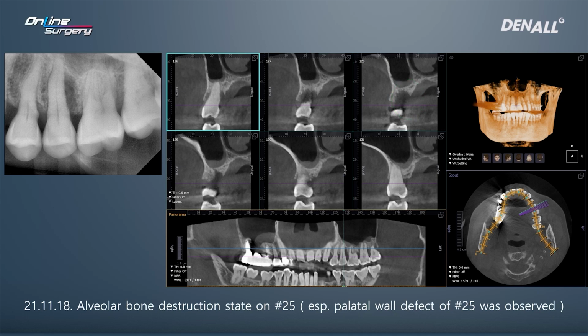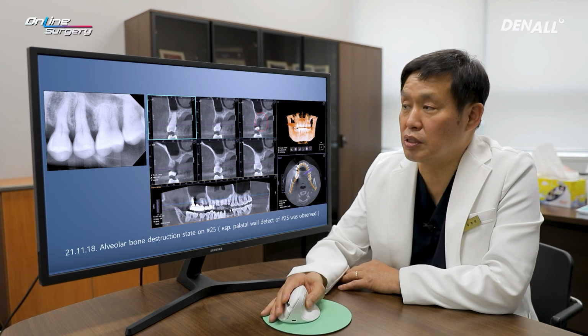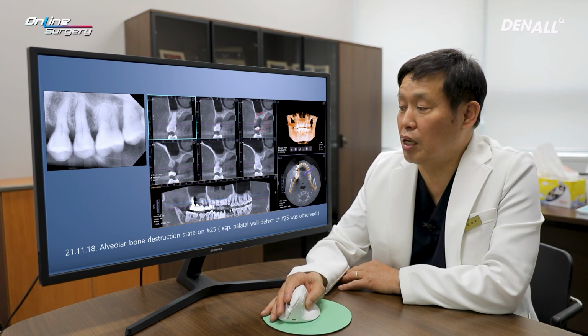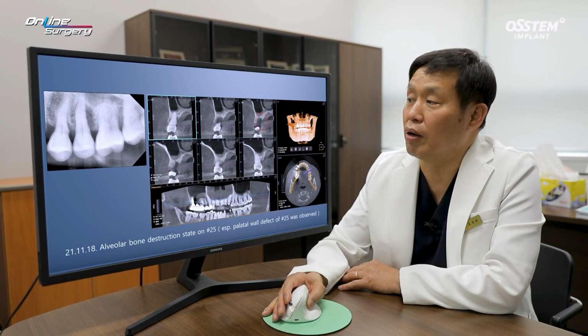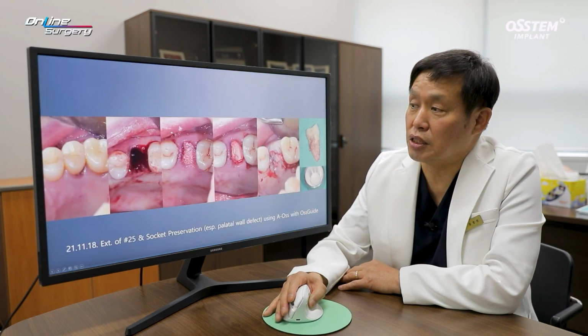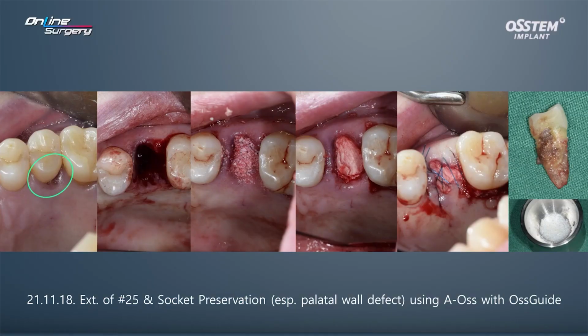In this case, socket preservation is done. A Oss collagen and A Oss are being compared. In this case, we used A Oss for socket preservation. In the palatal side, the wall is completely destroyed. Upon surgery in the palatal side, there's slight inflammation. You cannot really see it here, but when I removed all granulation tissue here, there was absolutely no palatal wall.